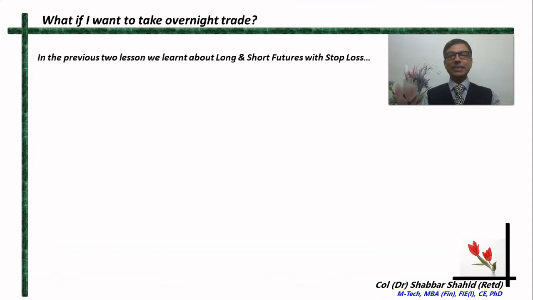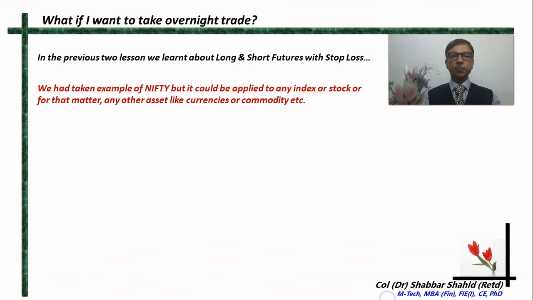You see, in the previous two lessons, we have learnt about long and short futures with stop loss. That means we went long on future with a stop loss, and we also learned about going short on the future, that means selling the future with a stop loss. We had taken the example of Nifty, that is an Indian index, but that could be applied to any index, or for that matter, any stock or any asset like currencies or commodities or whatever you are trading in. All right, the same strategy is applicable for all type of assets and all type of indices.